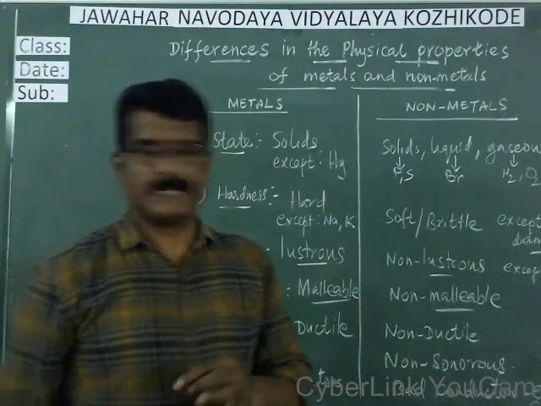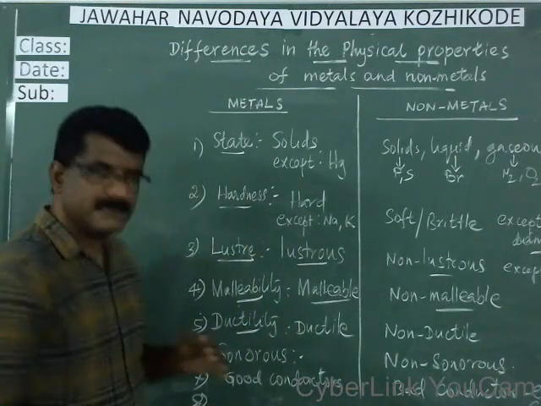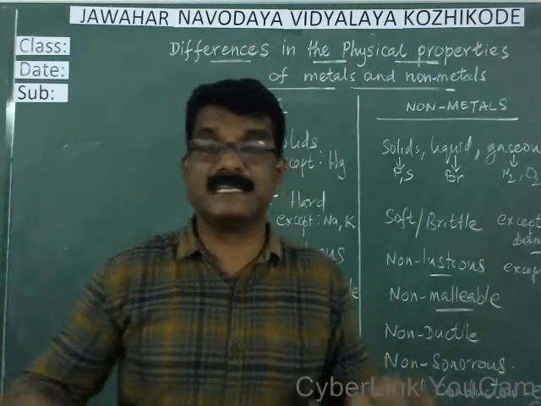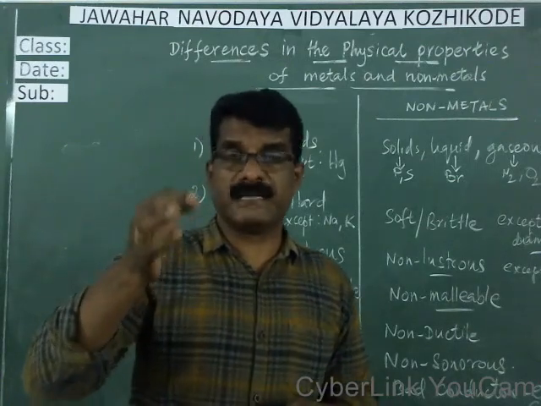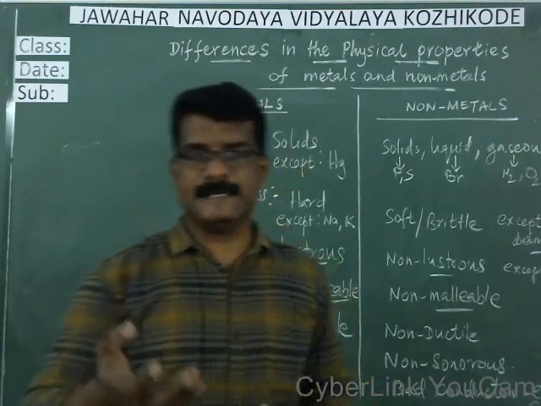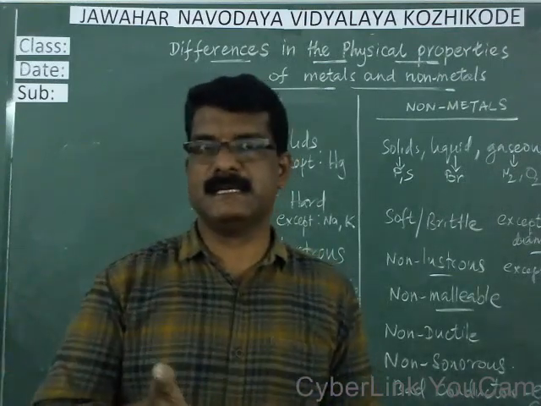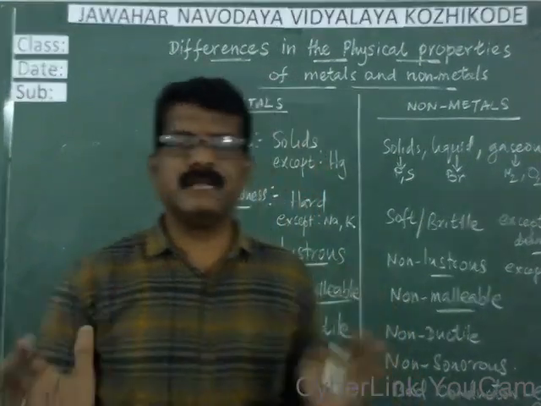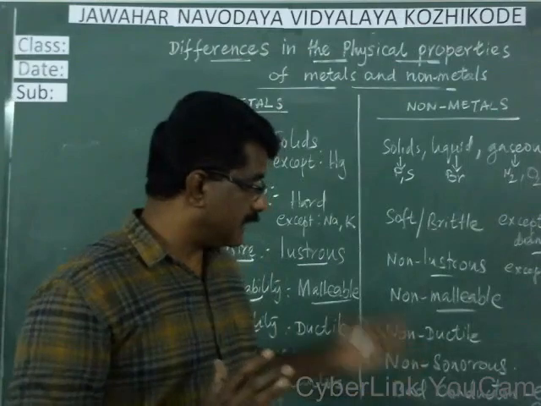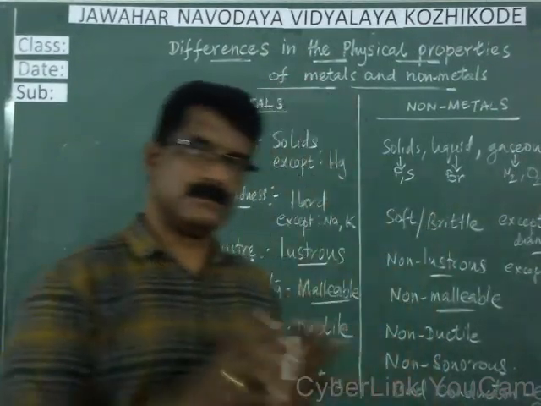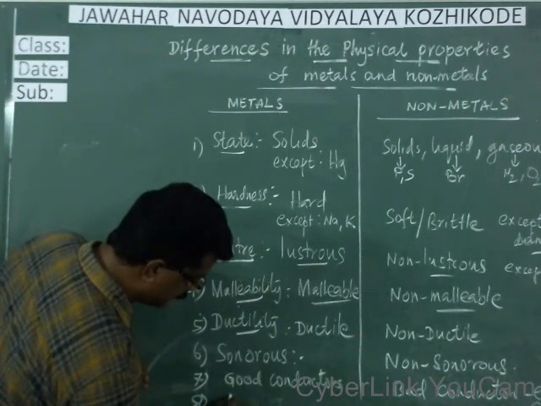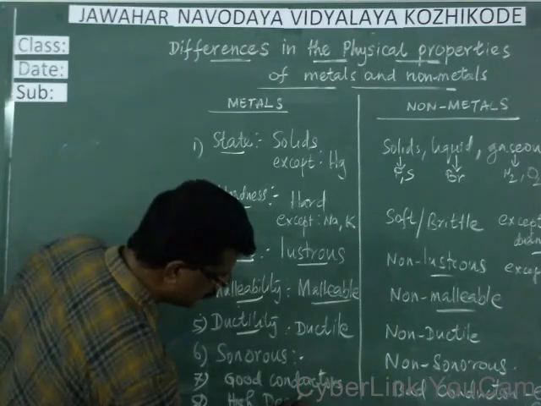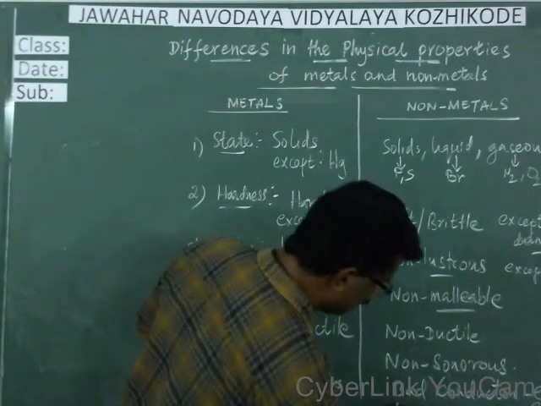See, next, let us see about density. You know, metals are very heavy and they are denser than non-metals. So we can say that metals have high density, except lithium, which is the least dense metal. Generally metals are denser whereas non-metals are less dense. That is the next difference. Metals have high density whereas non-metals have low density.